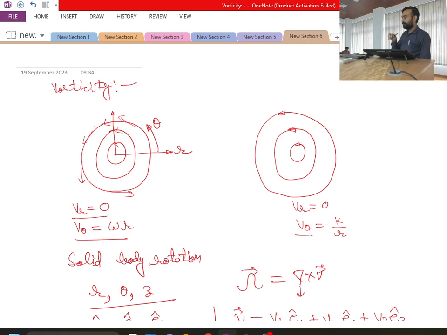Because if we look visually, it appears that the flow is taking a circular path, so it must be a rotational flow. But whenever we try to find the vorticity vector for this, it comes out to be 0. So it means this is nothing but an irrotational flow situation. So what is the difference?